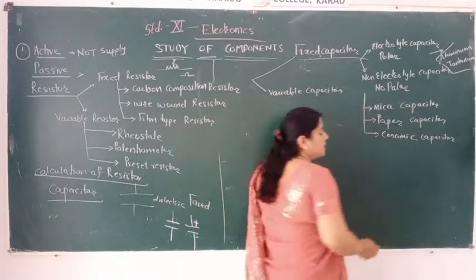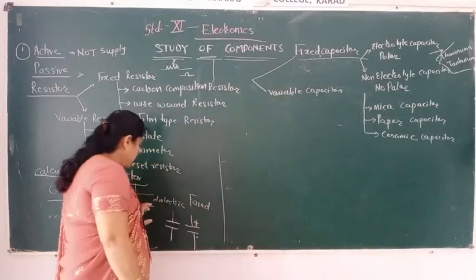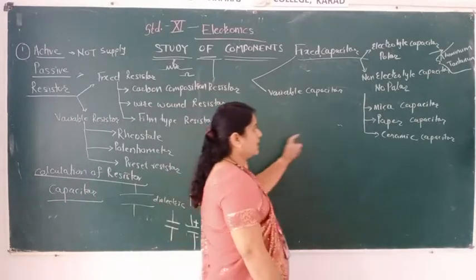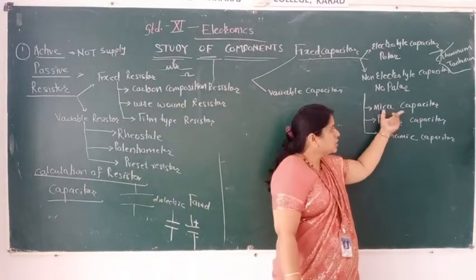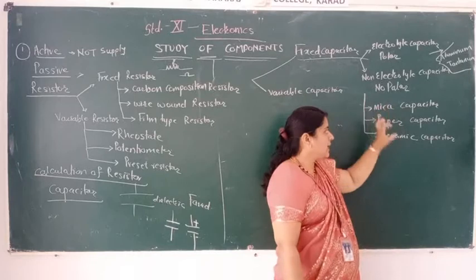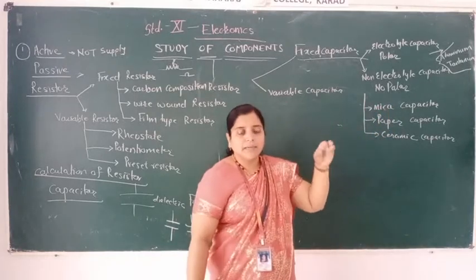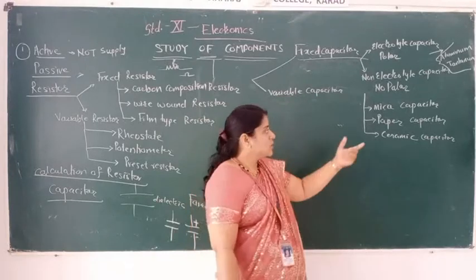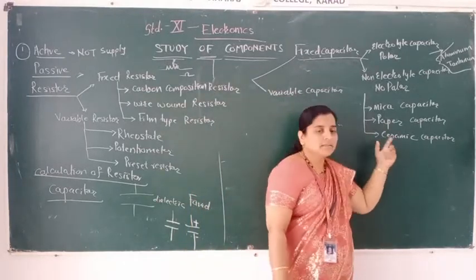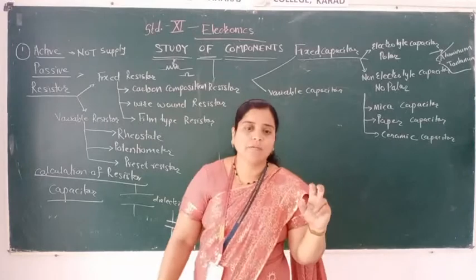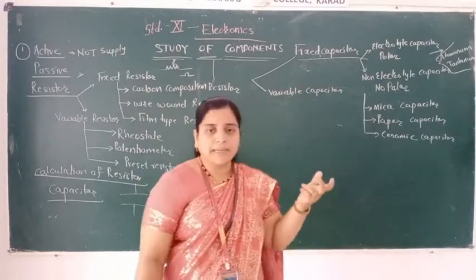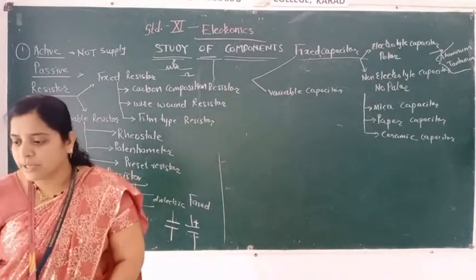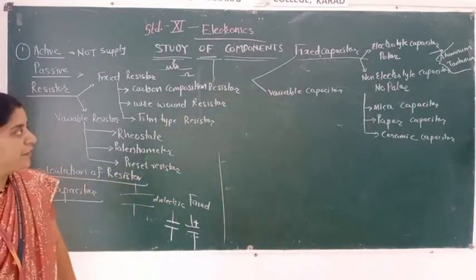A capacitor is nothing but two parallel plates separated by dielectric material. If this dielectric material is made of mica, it is called a mica capacitor. If the dielectric material is simply paper, it is called a paper capacitor. If the dielectric material is made of ceramic material, it is called a ceramic capacitor. So these are the fixed capacitors.